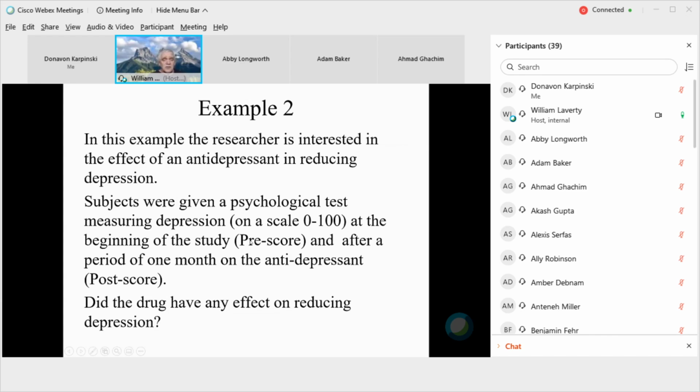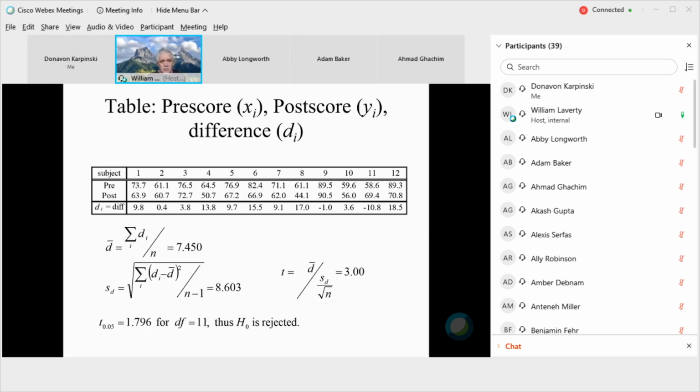So there are 2 scores, the pre-score and the post-score. Did the drug have any effect on reducing depression? Here is the data. This is the pre-score measurement. This is the post-score measurement. This is a typical, quite often used, matched pair experiment. The matched pair is the same subject. The person is his own matched pair. This is before, and this is after treatment with the drug.